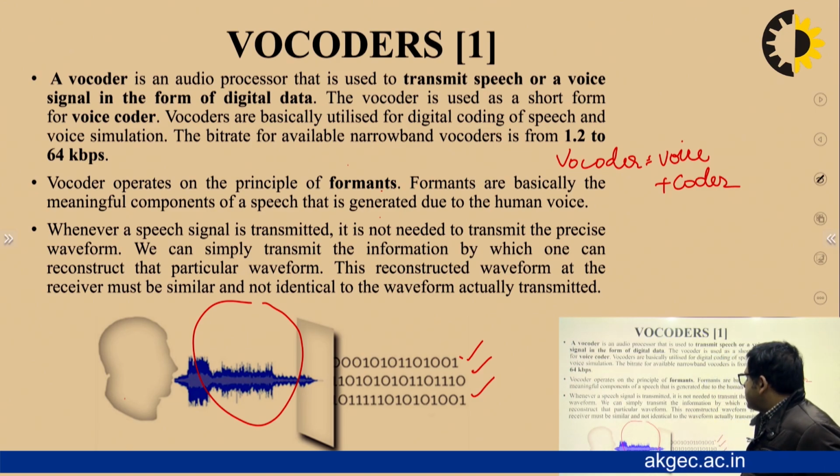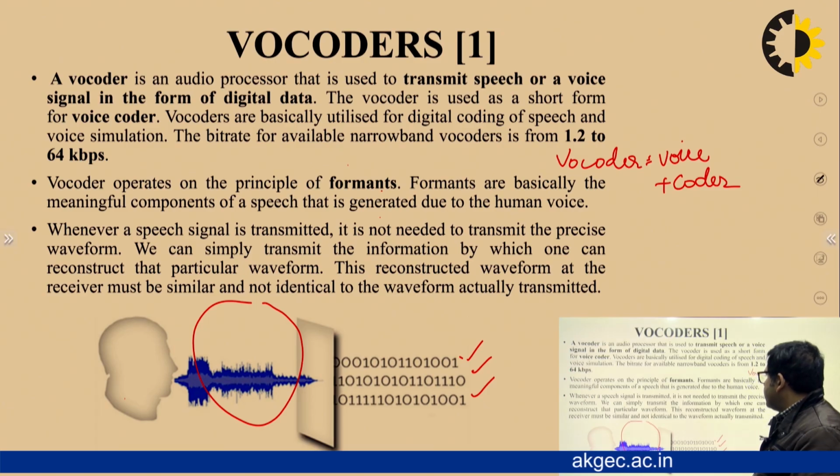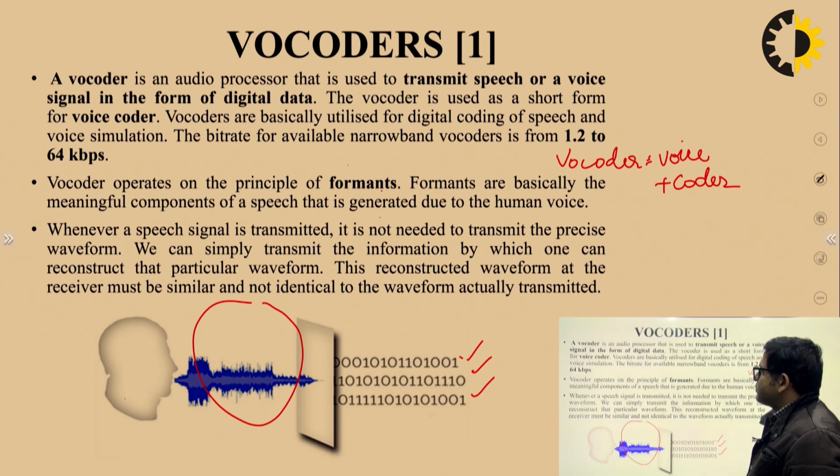Whenever a speech signal is transmitted, it is not needed to transmit the precise waveform. We can simply transmit the information by which one can reconstruct that particular waveform. This reconstructed waveform at the receiver must be similar and not identical to the waveform actually transmitted. So, the vocoder is used for this purpose also.